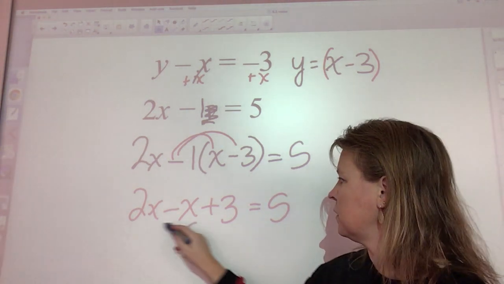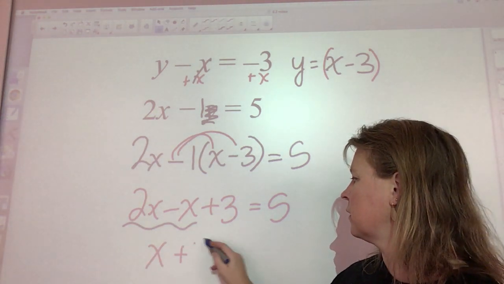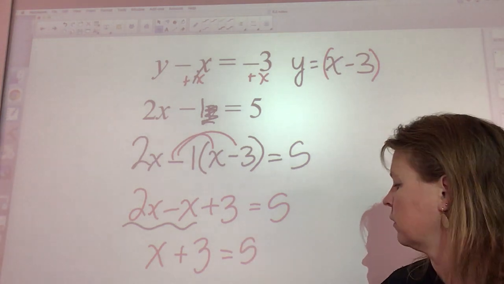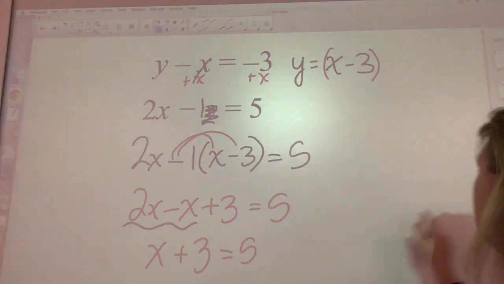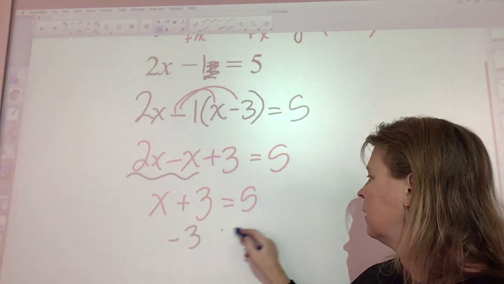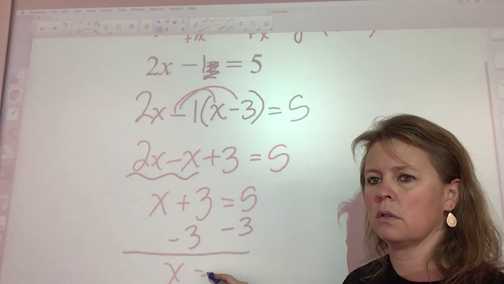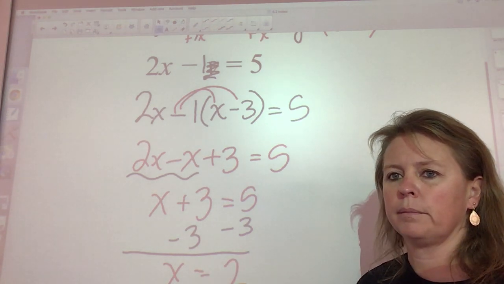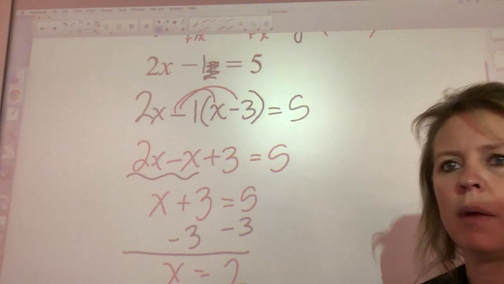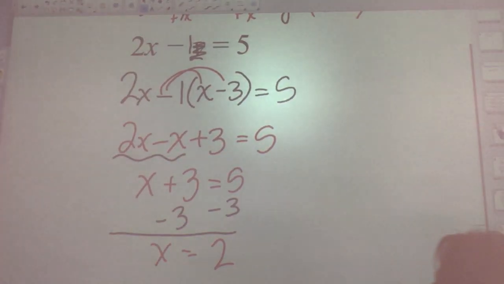Combine like terms. If you have two x's and somebody takes one x away from you, you just have an x left. X plus 3 equals 5. And then when you minus 3 from both sides, -3 minus 3, you get x equals 2. Maybe if I move this down a little, you can see that. There you go. X equals 2.